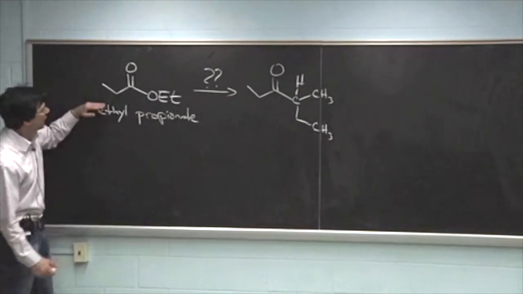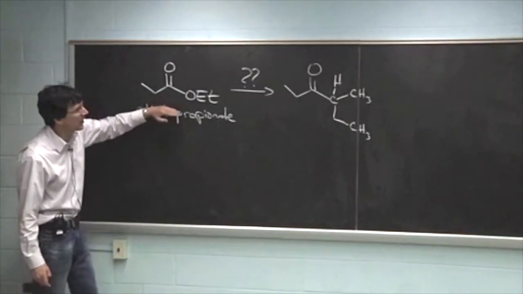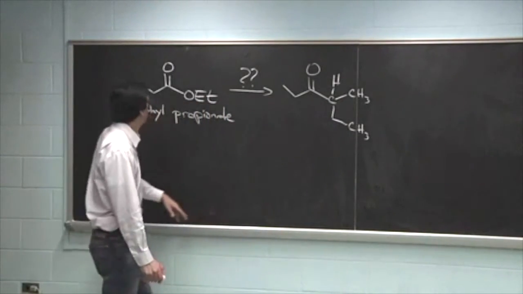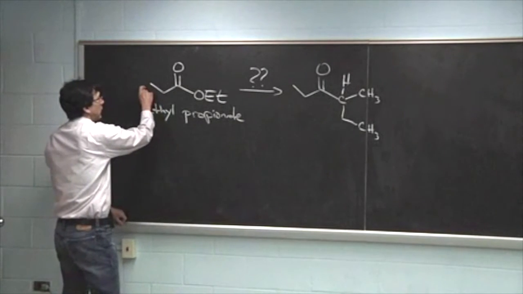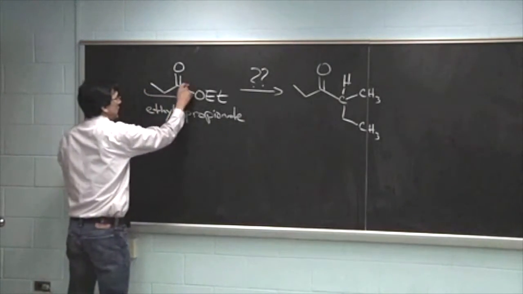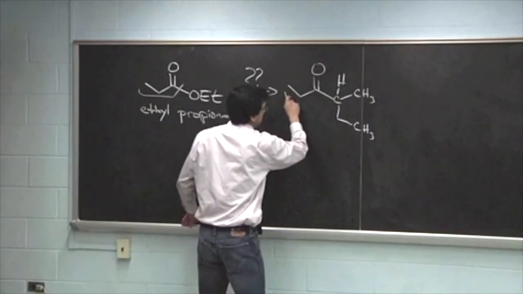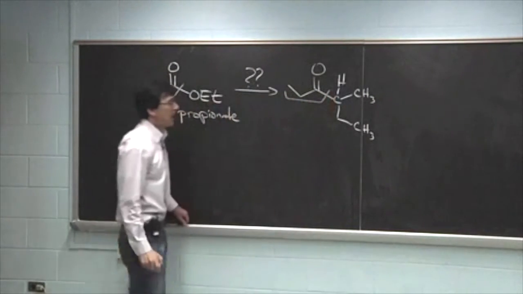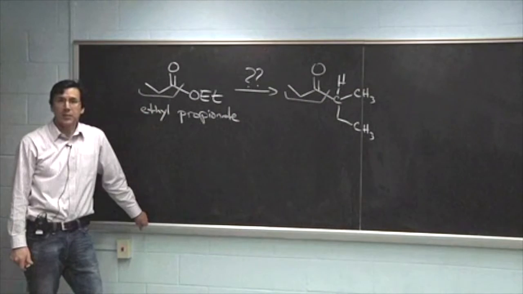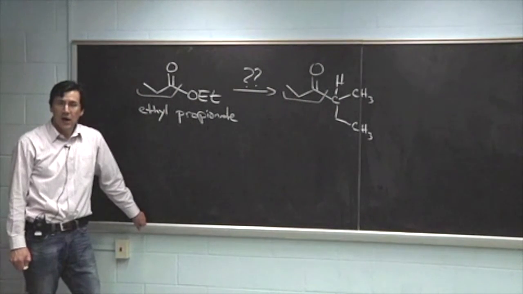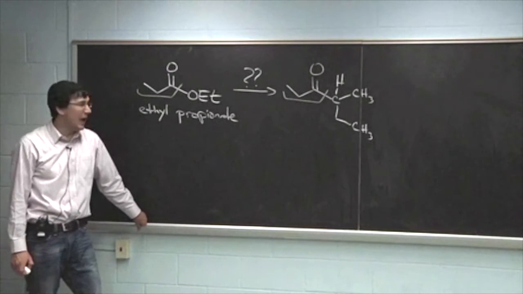And if we look at the structure of ethyl propionate and we look at the structure of this ketone, we might recognize a correspondence between this portion of the molecule and this portion right here. And that might prompt us to think about the acetoacetic ester synthesis. It's going to be a little bit different than that.